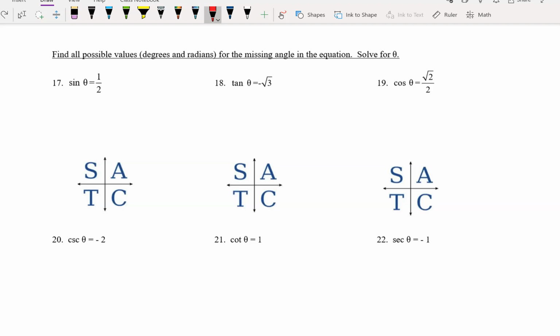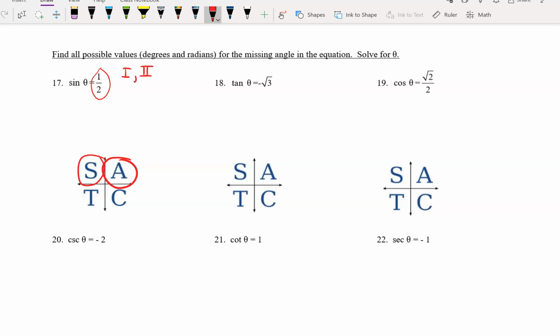First thing I like to think about is the fact that this is positive. So we would need to think about which quadrants will have sine be positive. So A stands for all. So sine is positive in the first quadrant, since all of them are positive in the first quadrant. Then S here stands for sine. So sine is positive in the second quadrant.